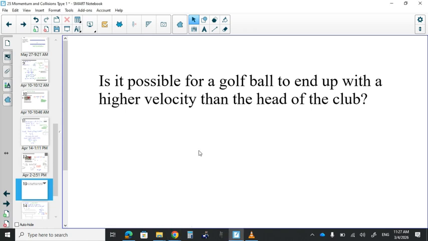I was going to pause the video, but it was short. Is it possible for a golf ball, any golfers in the house, right? It's possible for a golf ball to end up with a higher velocity than the head of the club. Like, in other words, is it okay? Like, is that possible? Can momentum still be conserved in that scenario?